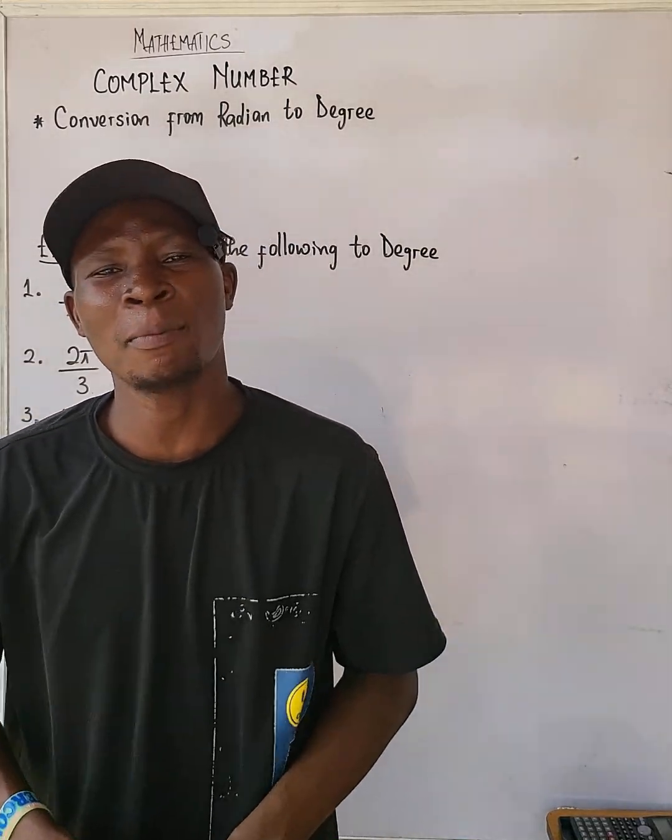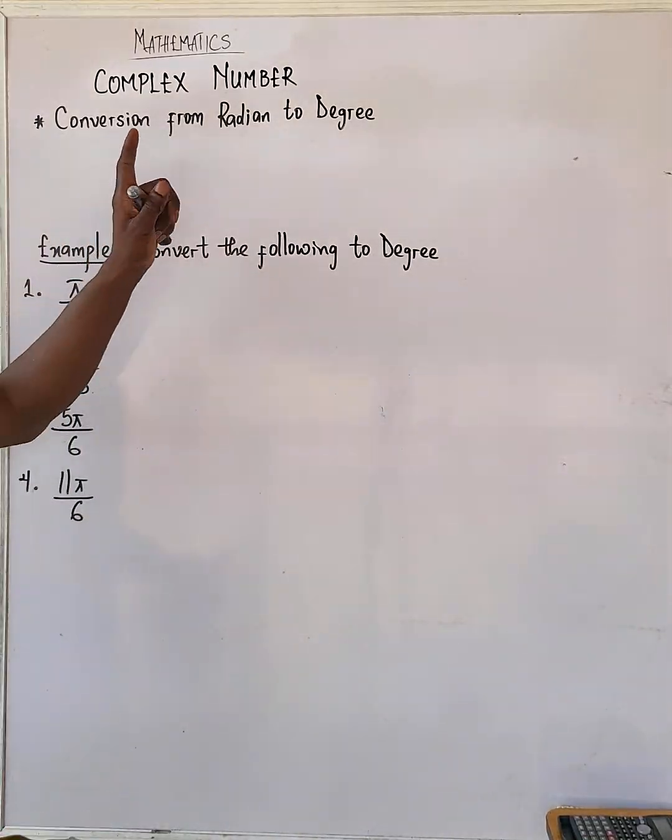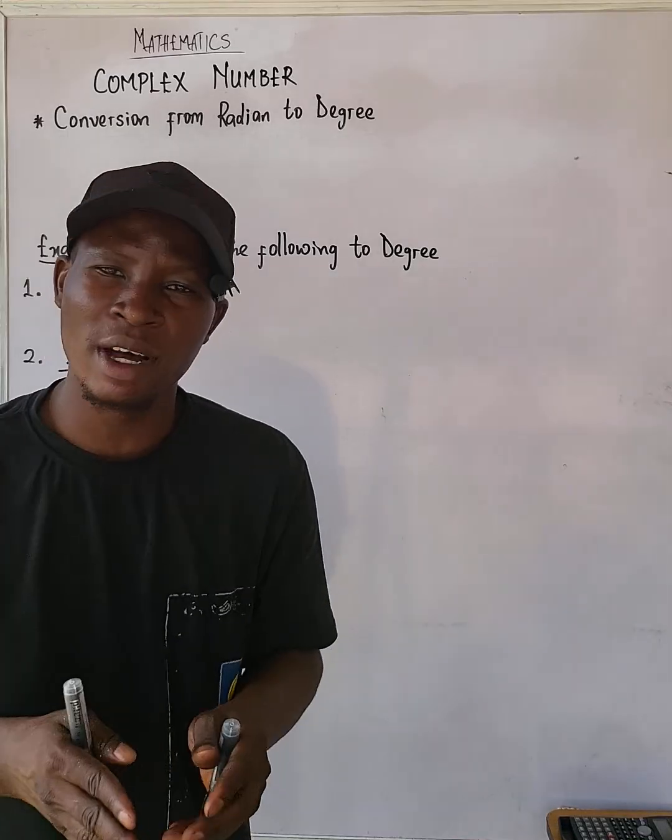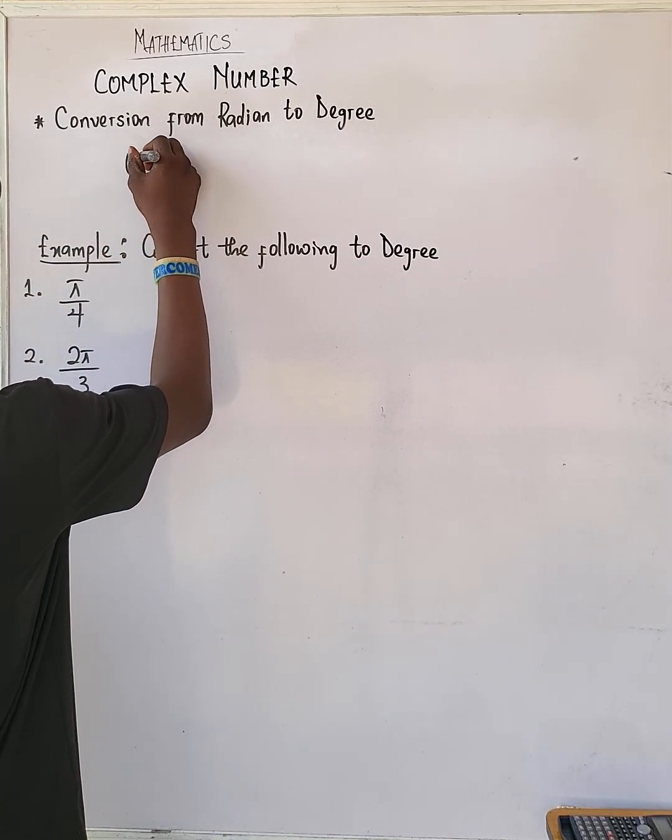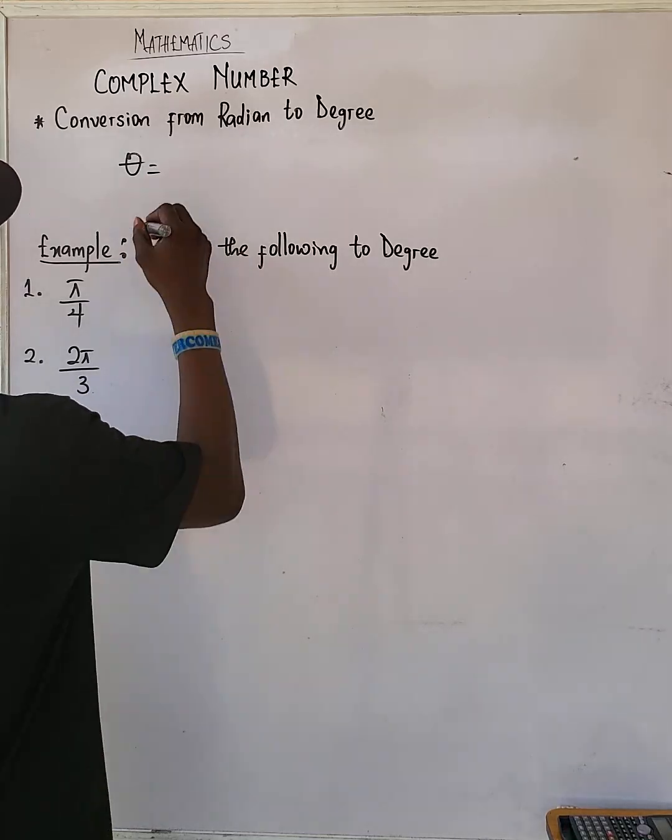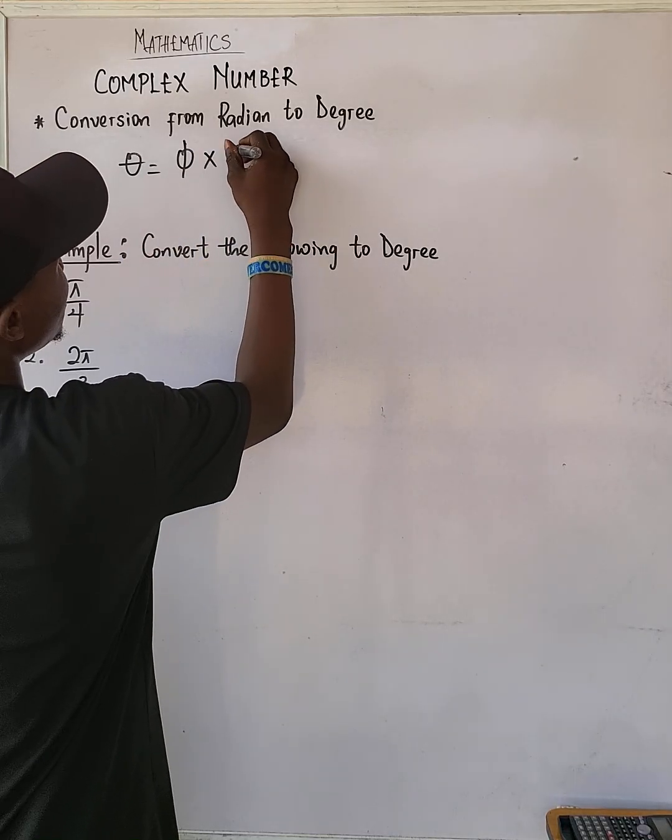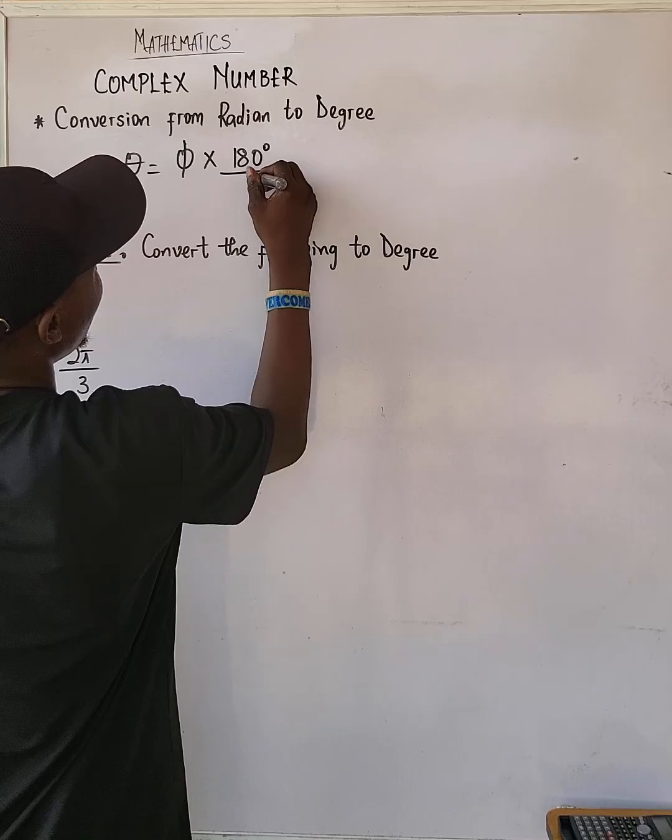Welcome back. So still on complex number. Now we are moving to conversion from radian to degree. So if you are told to convert from radian to degree, how do you go about it? This is the formula. So we want to get your theta in degree. It will be that radian multiplied by 180 degree over pi.